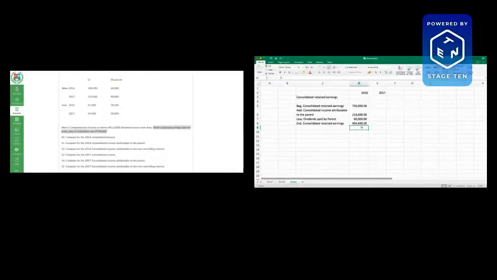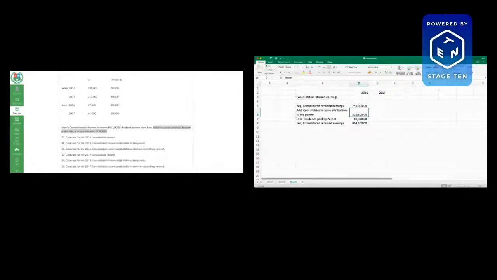Now, why would this be complicated in most problems, class? It's because you might not always have the consolidated income attributable to the parent already. So in a very long problem, the very first question is consolidated retained earnings at the end of 2016. In this case, you actually have to solve for the 214,600. And if you'll recall our discussion earlier, it was a long process.